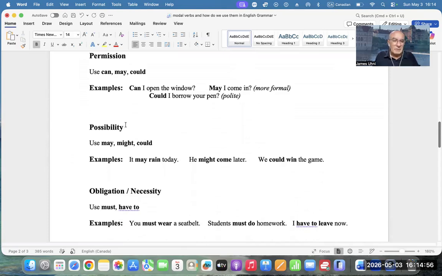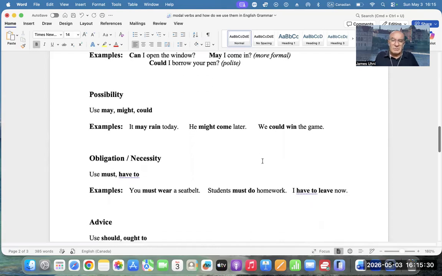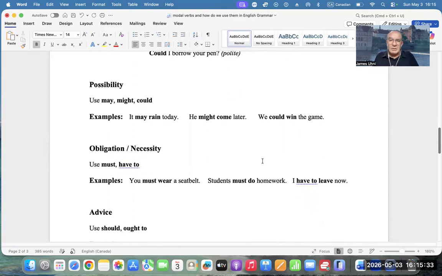So for possibilities: may, might, could. Examples: it may rain today. He might come later. Maybe he works too late. We could win the game. So it's easy. What is possibility? Maybe it's going to rain today. Maybe he will come later. We could win the game, you know that? So it's easy to use it. As you talk, don't be afraid to write it the same way.